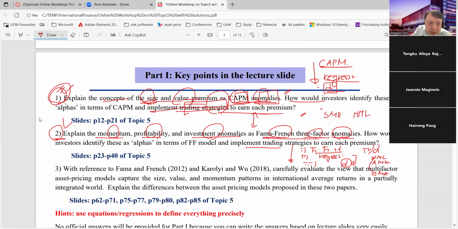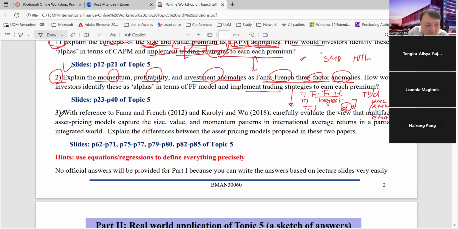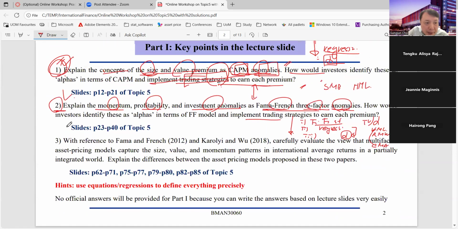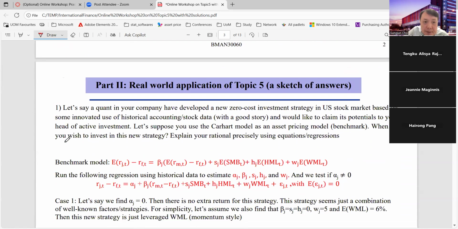Now, let's say I give you something like a new anomaly nobody knew before. You discovered a new anomaly. Then how would you explain whether that is a new anomaly or not? That's actually, I'm going to skip question 3 for now and go to the next one. Then we will come back to question 3 later. That's the question in part 2.